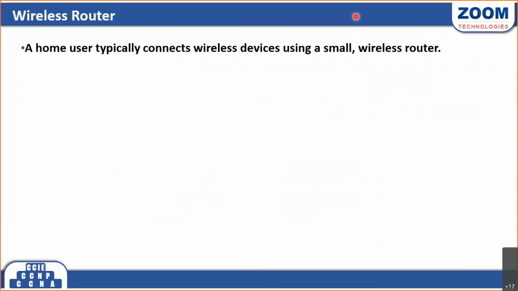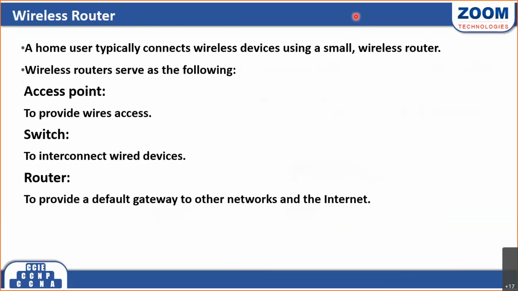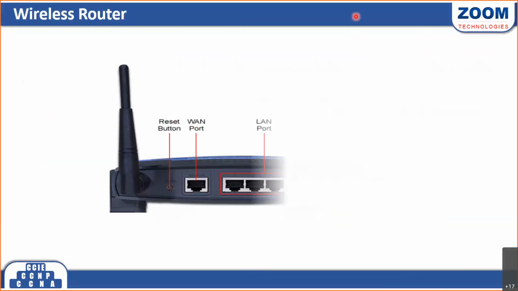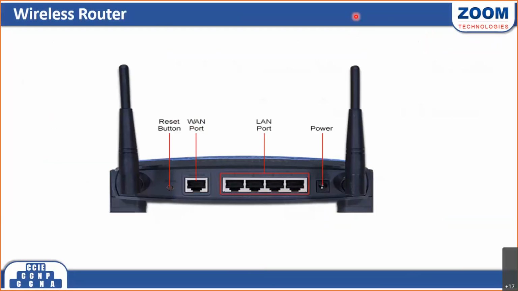A home user typically connects wireless devices using a small wireless router, and access points, switches, routers. We know this. This is a wireless router. How to connect it?